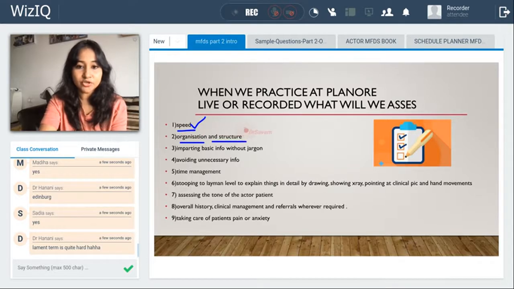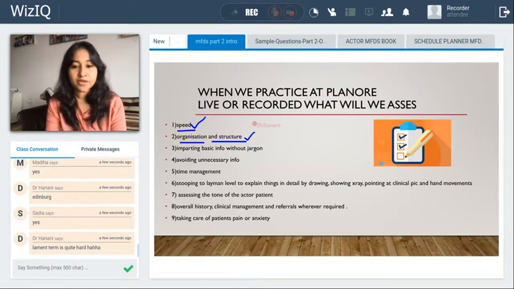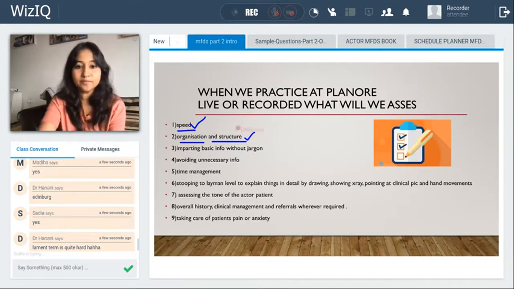Organization and structure. This will come with practicing, guys. As I always tell you, practicing is very important. Keep practicing, because as you practice, you will realize that some OSCEs are going to be repeated. Those are the OSCEs where you can really get good marks, because those are your common OSCEs, right?